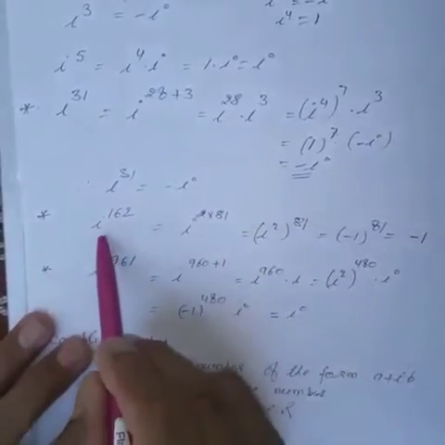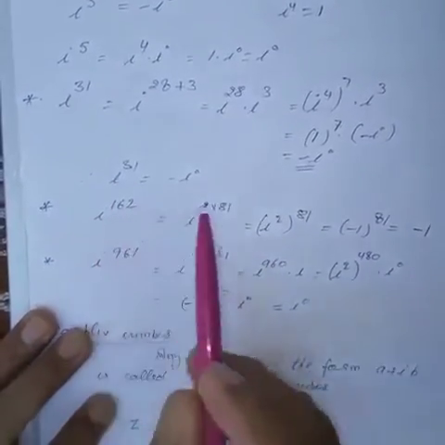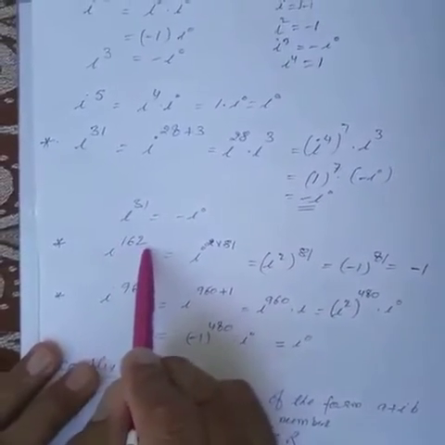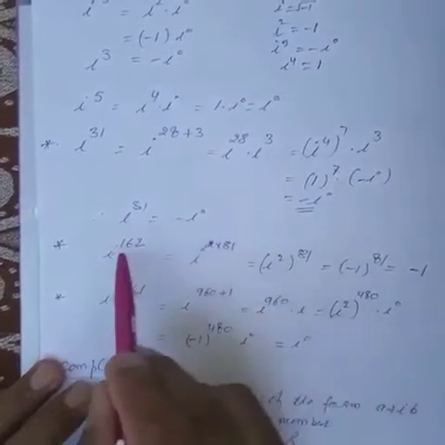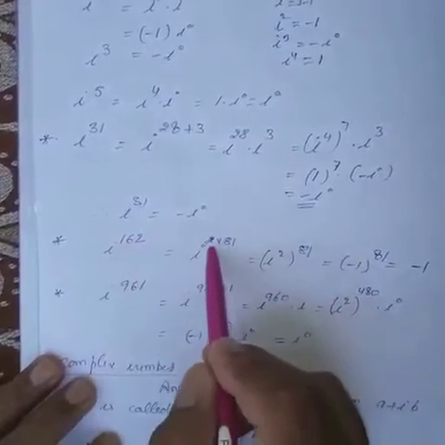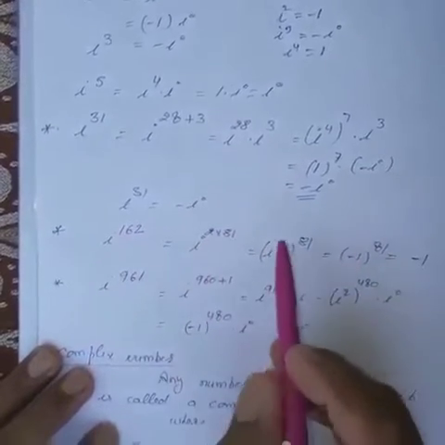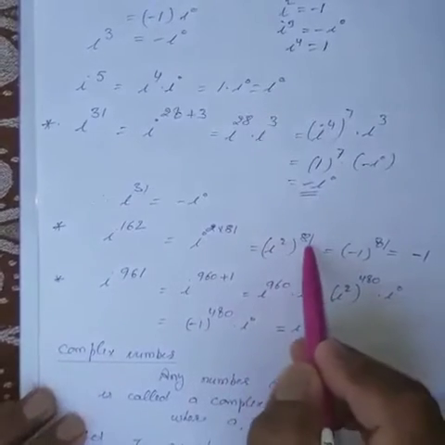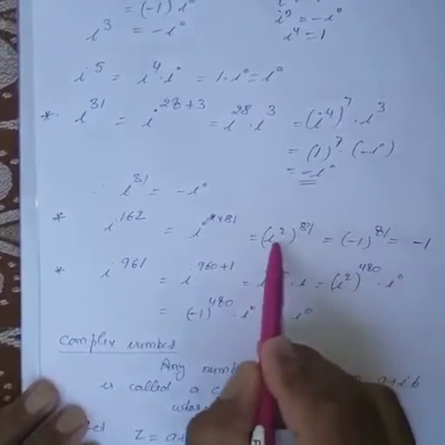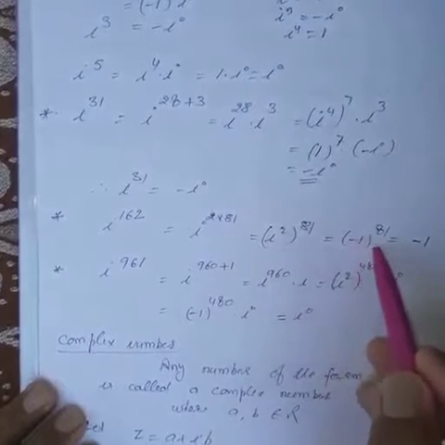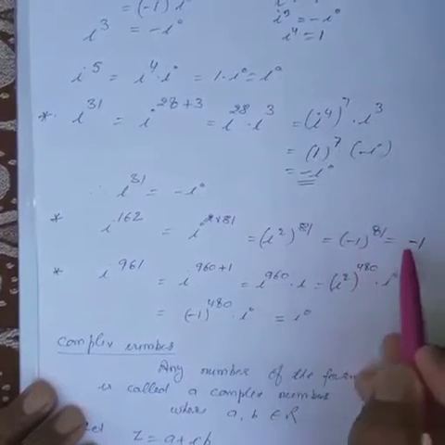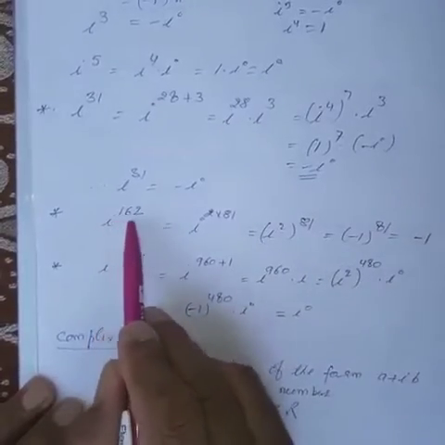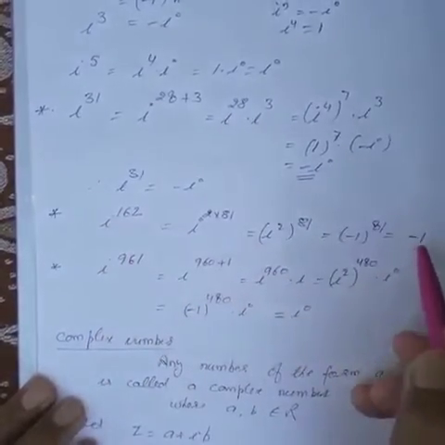Now iota raised to the power 162. This is an even number, so it is a multiple of 2. So 162 can be written as 2 into 81. Now it can be written as iota square whole raised to the power 81. Now putting the value of iota square as -1, it is -1 raised to power 81, which is -1. So it means the value of iota raised to power 162 is -1.